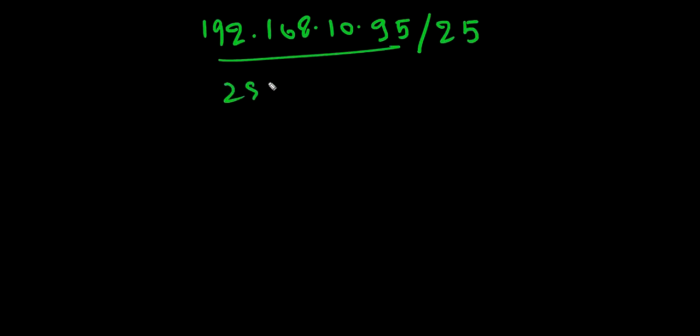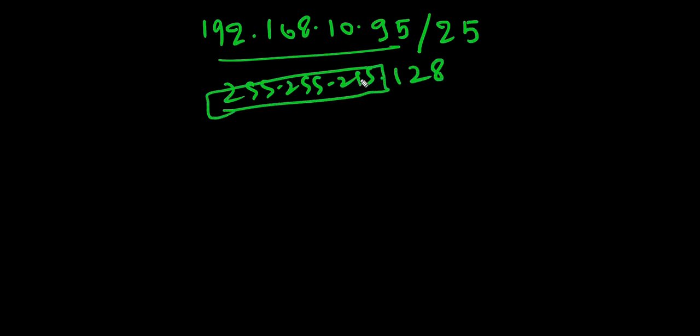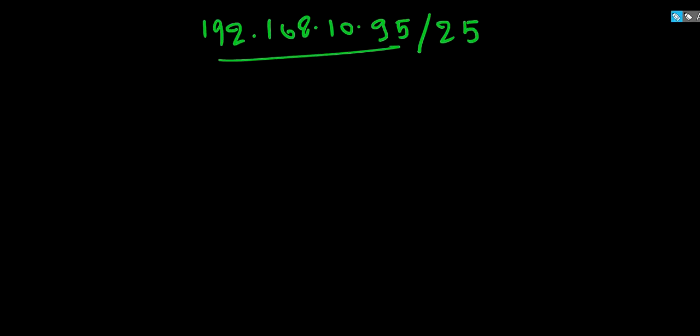As you know, the subnet mask will be 255.255.255.128, right? You don't need to write all these things. You can write the subnet mask of the fourth octet, because you know the last one is present in the fourth octet. You don't need to write this complete information. Just write the subnet mask of that octet where the last one is present. In my case, I am using /25, that means the last one is present in the fourth octet, right?